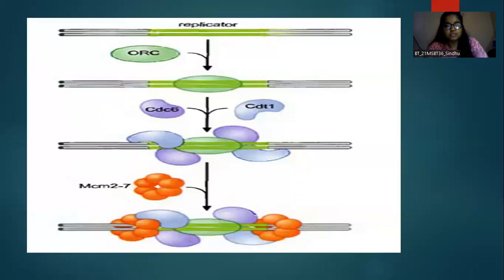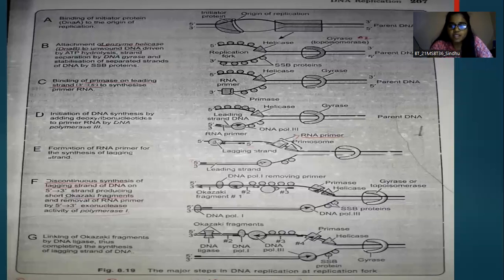As I explained the process, you can see on the screen that there is a replicator, and the origin recognition complex is binding to a DNA site. After the origin recognition complex binds to the DNA site, in the third step you can see that CDC6 and CDT1 proteins bind together to form the MCM2-7 complex. After MCM2-7, this is how the replication starts.